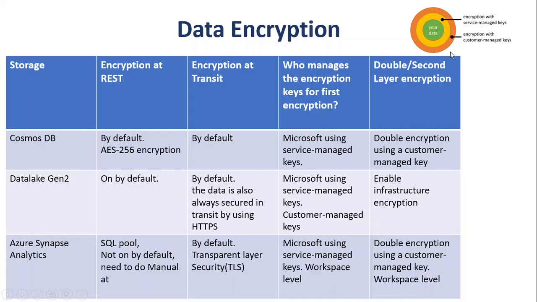And the first layer, if you look at this diagram, is a very simple representation of encryption. Let's say this is our data. There is one layer of encryption, then there is a second layer of encryption. So for the one layer in Cosmos DB, Microsoft managed keys are used. Same for Azure Synapse Analytics, but in Data Lake Gen 2, we can go for the customer managed key too.